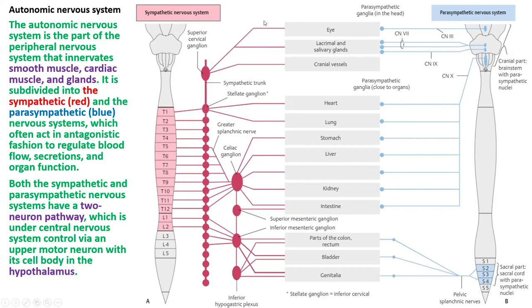The fiber that comes out from this ganglion after synapsing is called the postganglionic fiber. Those postganglionic or postsynaptic fibers reach the effector target, which is an organ, smooth muscle, or gland, and they affect this organ. The effects of the sympathetic and parasympathetic systems are usually antagonistic to each other.